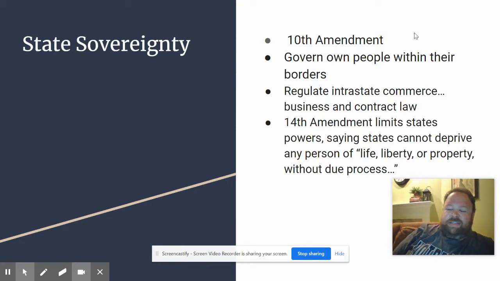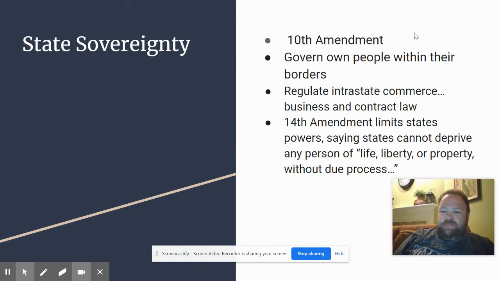State sovereignty is given to us in the 10th Amendment. It governs our own people within our borders. It is regulated by interstate commerce, which is business and contract law, which we'll get to in a couple weeks. The 14th Amendment limits state power, saying states cannot deprive any person of life, liberty, or property without due process.